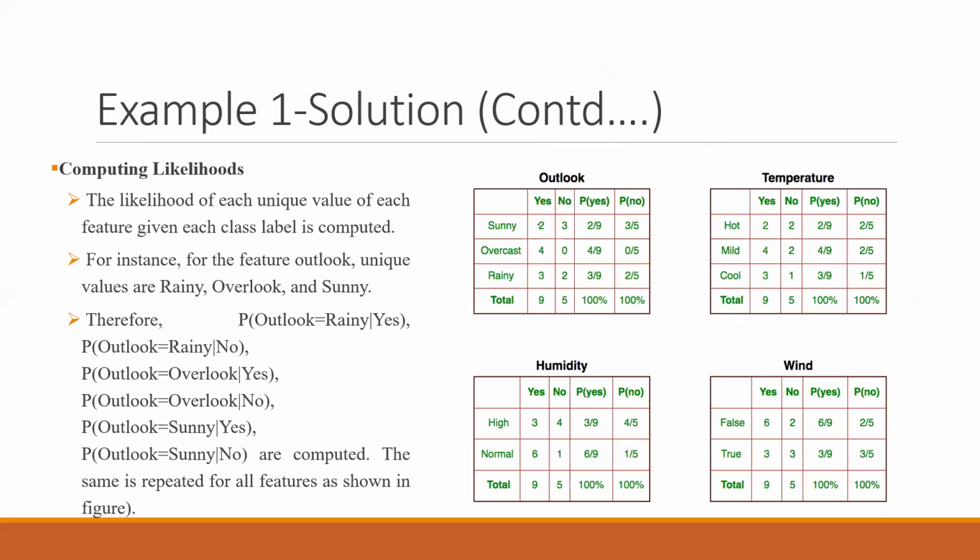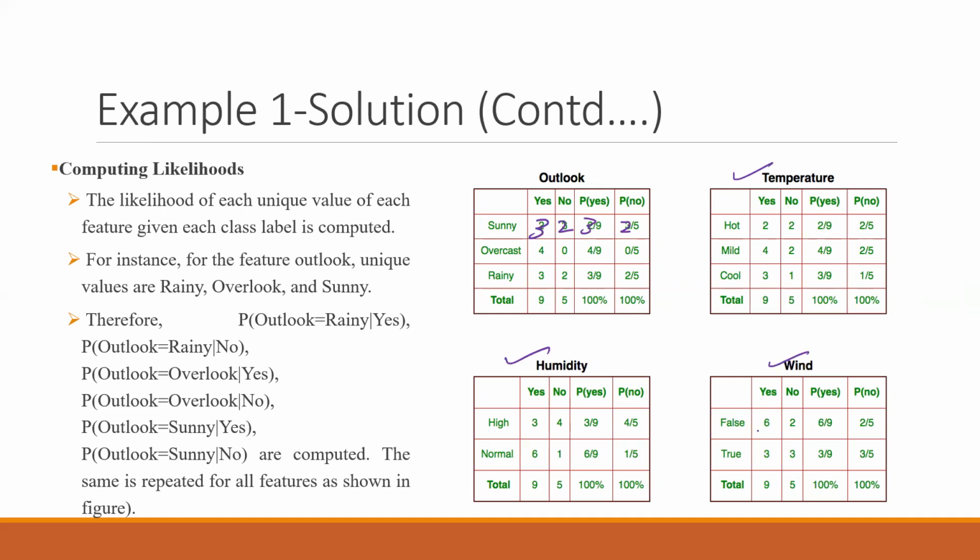So I think there is a mistake here. It will be 3, it is 2. So 3, 2, and so it will be 3 by 9 for probability of yes and 2 by 5 for probability of no. Similarly, you can calculate the values for overcast and rainy, and all the probabilities. The probability of yes and probability of no will be calculated, and in the same method you can calculate temperature, humidity, wind.